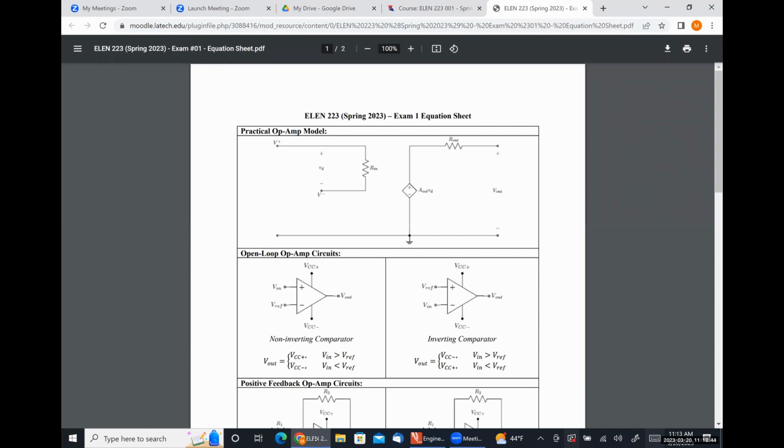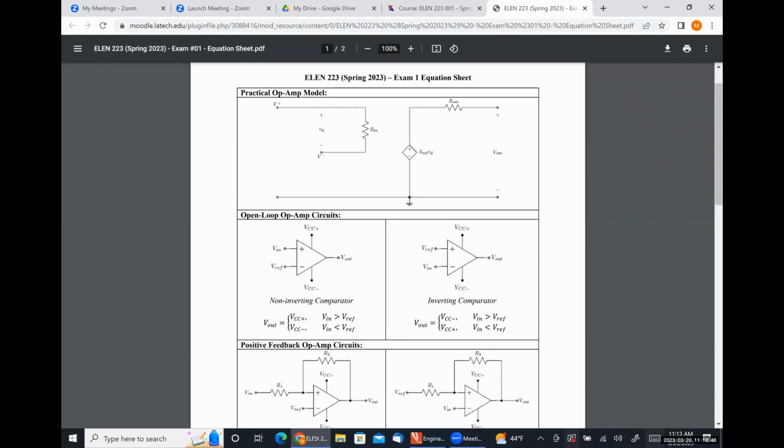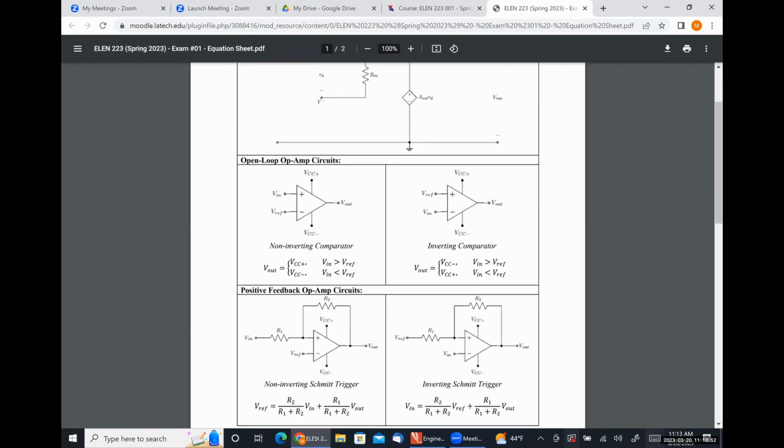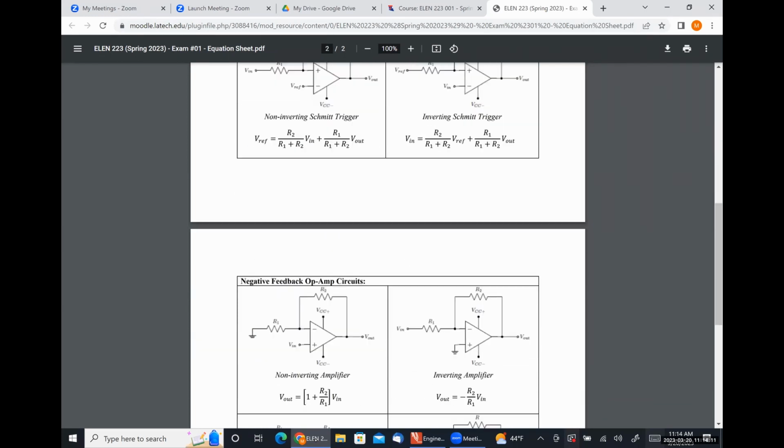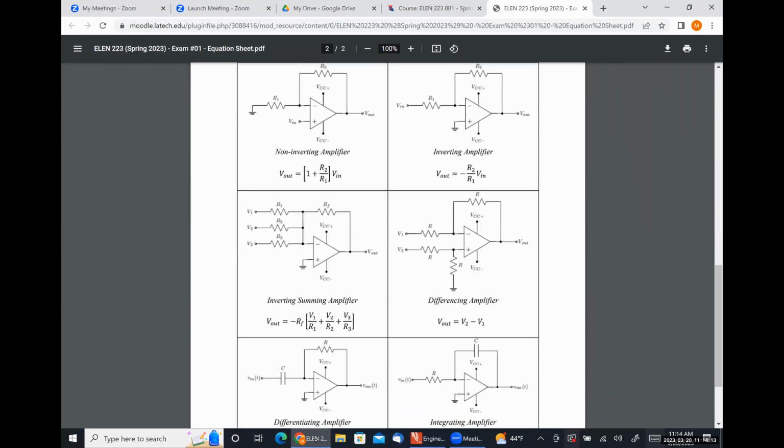This is your equation sheet for your exam. Providing it to you. On the front page, it includes a practical op-amp model, open loop op-amp circuit, so your non-inverting and inverting comparators and the relationships for them. And then your positive feedback op-amp circuits that you might be tested on, so your non-inverting Schmitt trigger, your inverting Schmitt trigger, and the relationships that you use to calculate the upper trigger limit and lower trigger limit. The back page is literally what we're covering today.